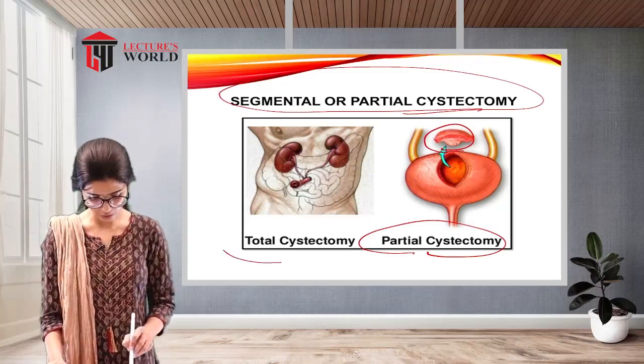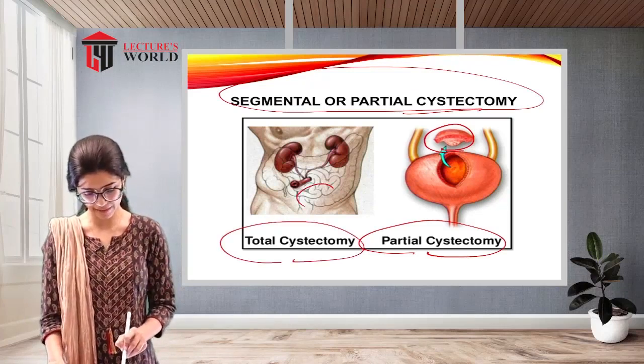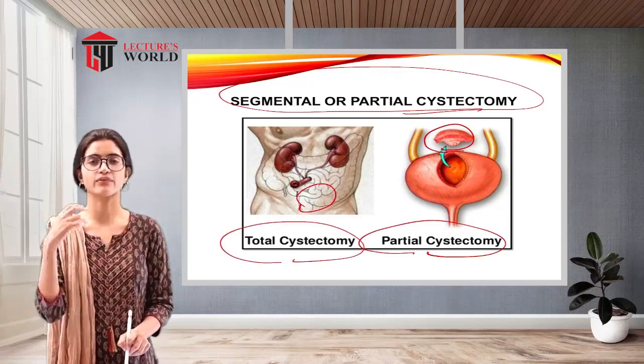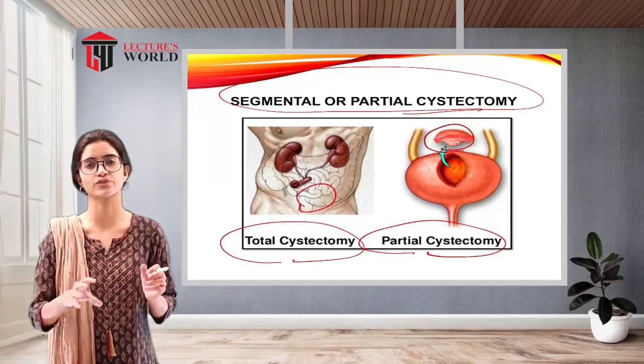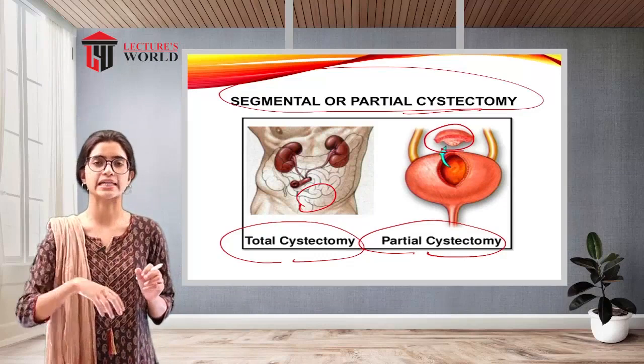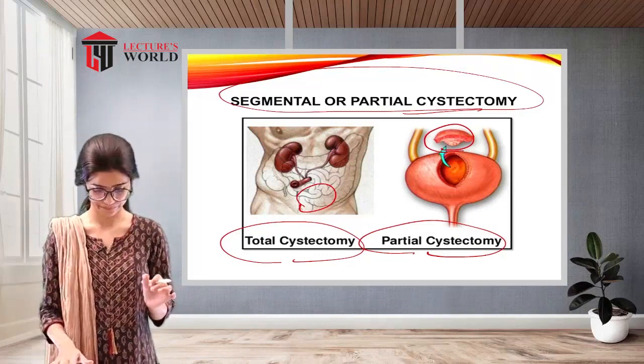In a total cystectomy, as you can see, the entire urinary bladder is being removed, and a part of the intestine has been taken and anastomosed and brought to the surface, and a stoma is created where the urine is getting collected outside in a bag.